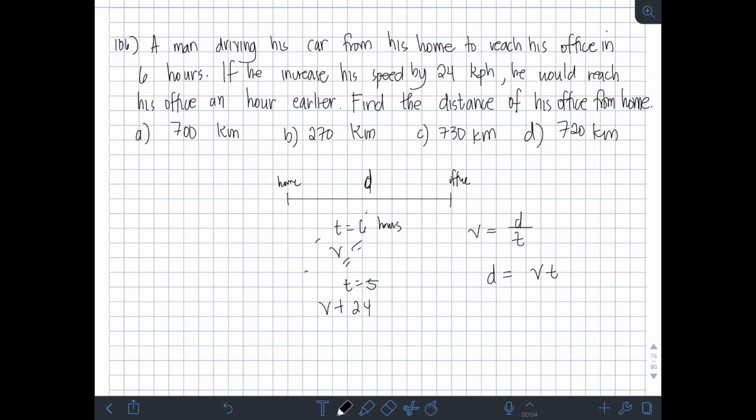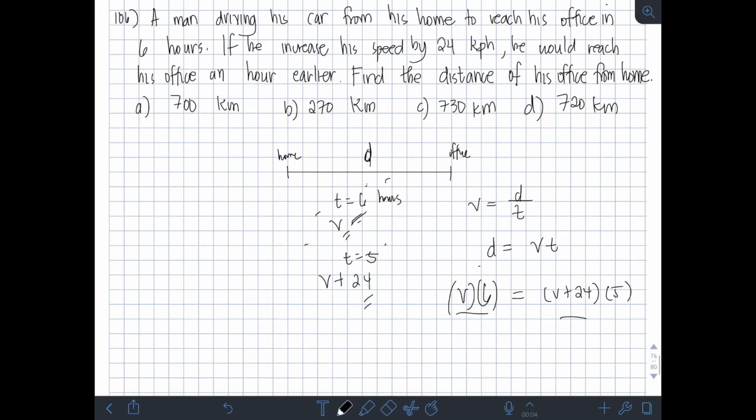So, pag ginamit natin yung unang condition, yung V at yung T niya na 6, ito yung distance from home to office, right? So, dapat equal din kapag kinuha naman nating speed niya is V plus 24 times yung time niya na 5. Dapat equal pa rin to sa original distance D from home to office. Kaya inequate natin. So, linear equation lang. Ang pwede nating isolve una is itong V. So, 6V is equal to, distribute si 5, 5V plus 24 times 5 is 120.